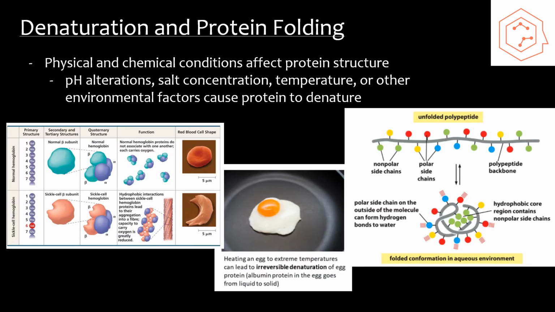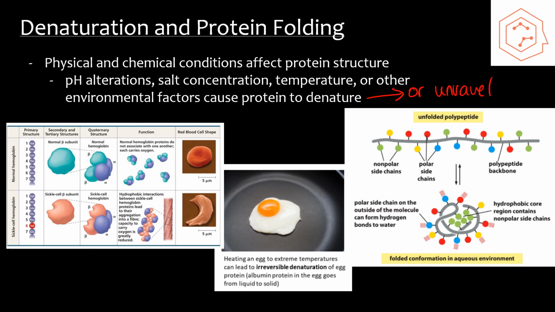So in addition to primary structure, physical and chemical conditions can also affect protein structures. So for example, alterations in the pH concentrations, you have salt concentrations, temperature, or other environmental factors that can cause a protein to denature or unravel.